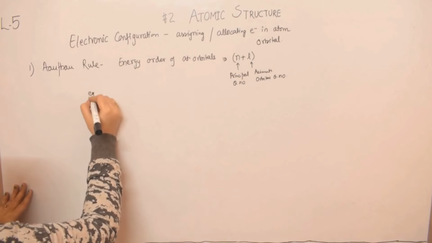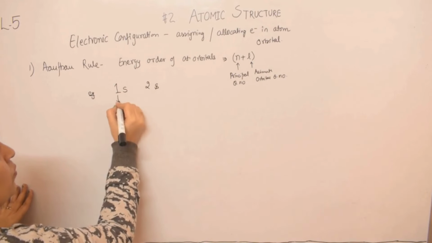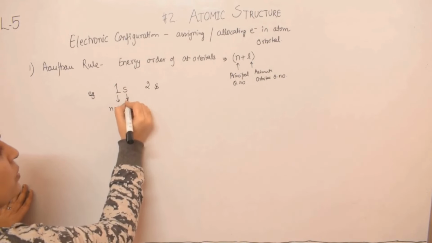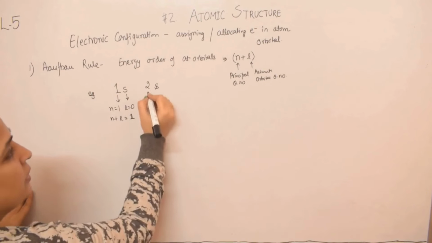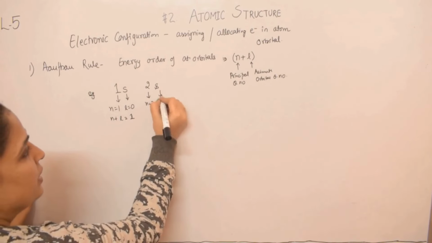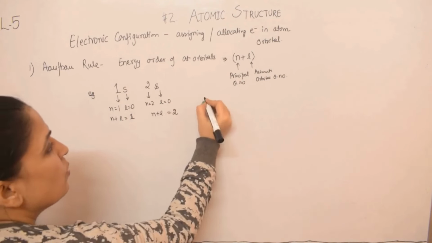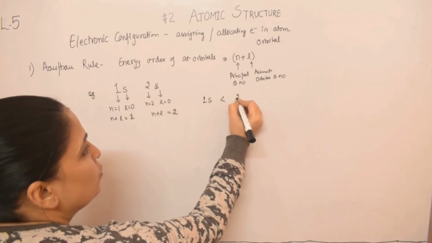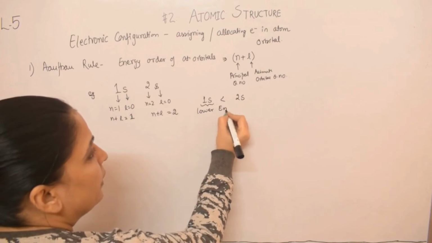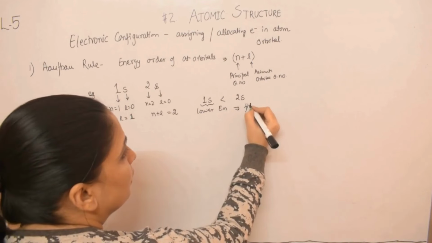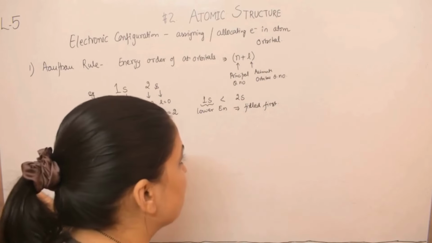For example, if we are comparing 1s and 2s orbitals, 1s means n is 1 and s means l is 0. So n plus l is 1. In the case of 2s, n is 2 and s means l is 0. Here n plus l is 2. So 1s energy is less than 2s energy. If energy is low, then it is filled first, prior to the 2s orbital.